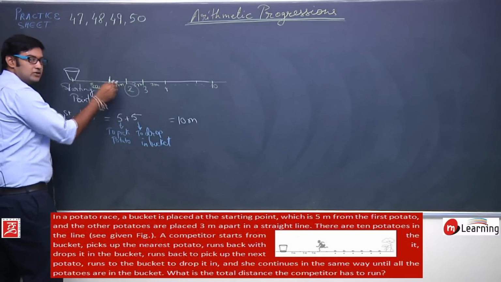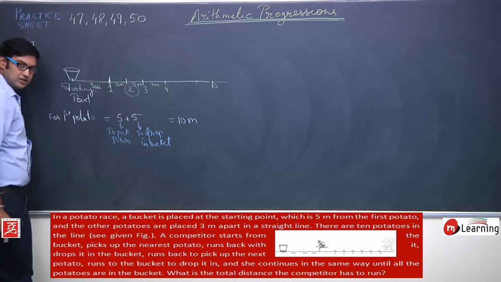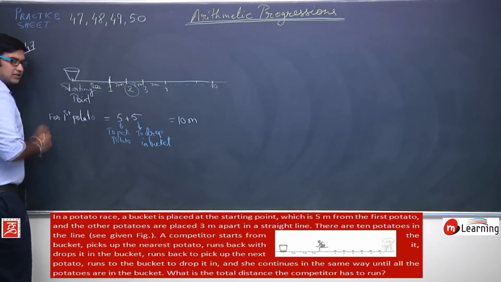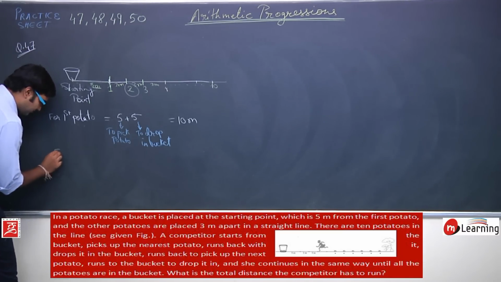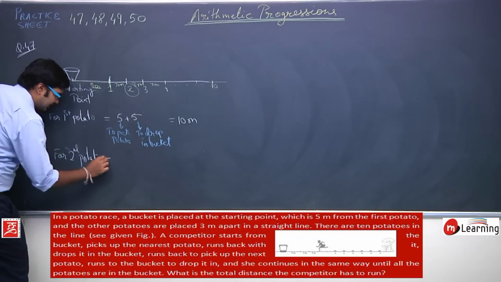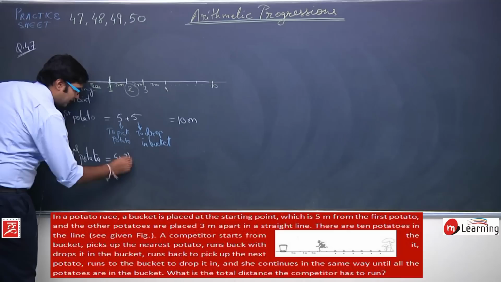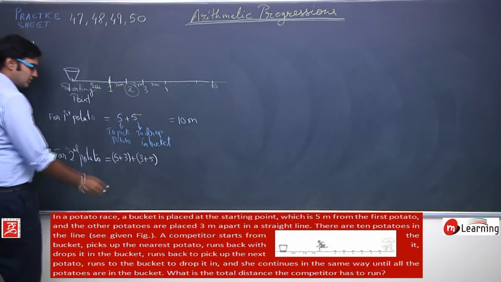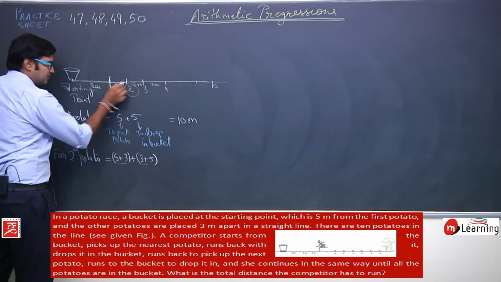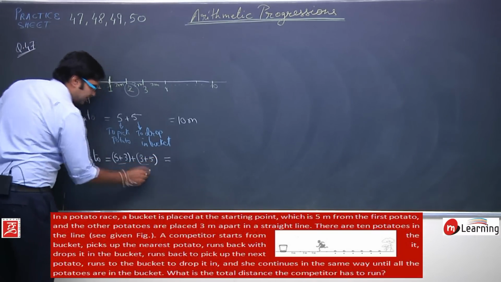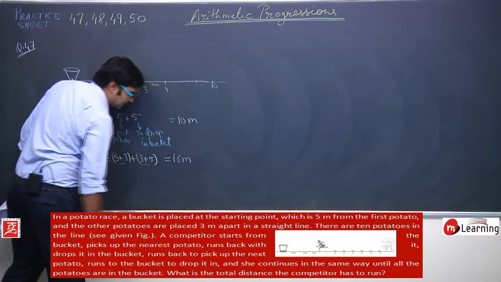Now to pick the second potato, she again needs to run this way. So for the second potato she needs to run 5 plus 3 meters, and to drop this second potato in the bucket she needs to run 3 plus 5 meters. So for the second potato, she needs to run 5 plus 3 meters and then 3 plus 5 meters. 5 plus 3 to pick the potato, then 3 plus 5 to drop this potato in the bucket. So in all she needs to run 16 meters.